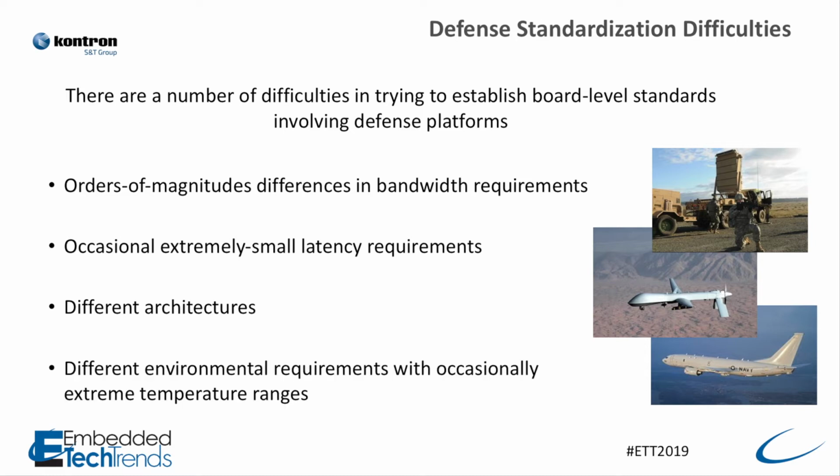And then lastly, and obviously, you've got environmental considerations that vary widely. Again, a high altitude UAV is going to be much different than, say, a ground-based radar. Even looking at more extremes than that, you've got an EW system sitting on the tailplane of a fast jet, sitting right next to the engine exhaust.